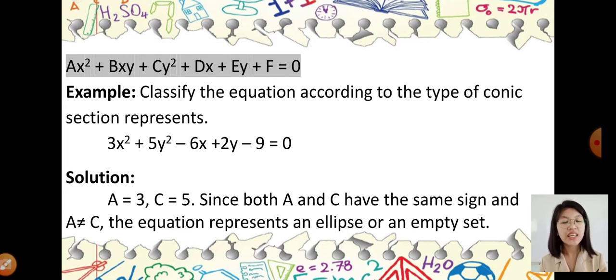Hindi pwedeng hindi na. Since both A and C have the same sign, and A is not equal to C, the equation represents an ellipse or an empty set. Bakit? Kasi kagaya ng mga cases na nabanggit ko kanina, kapag ang A and C have the same sign, pero hindi sila equal in number, they are ellipse or an empty set.